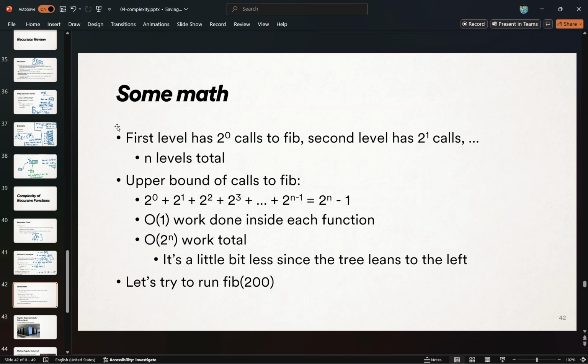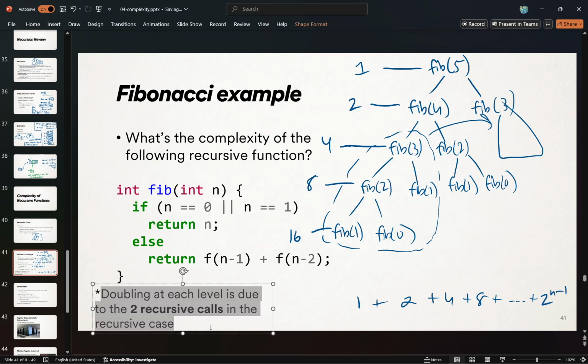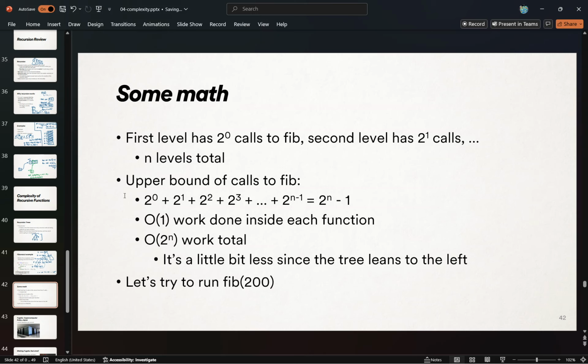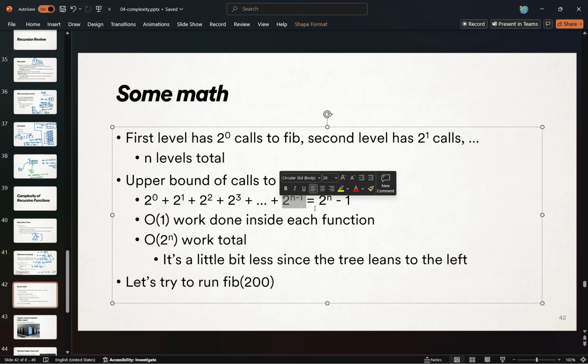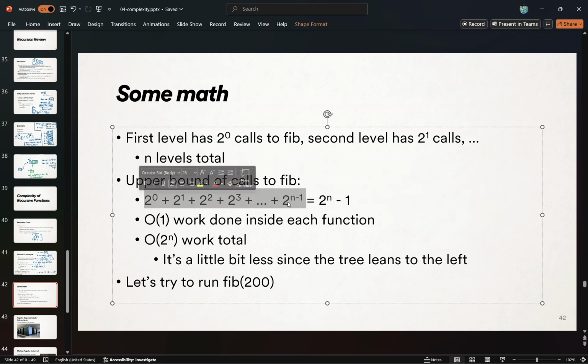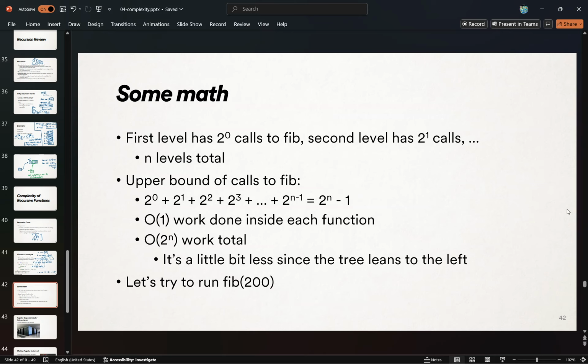And so the first level has 2 to the 0 calls to Fibonacci, because it's doubling at each level with the 2 recursive calls. Then there's 2 to the 1 calls at the next level, 2 to the 2 calls at the next level, right? You just want to add all those up. You're doing that n times, so up to n minus 1. And there is a formula for that. The formula to add all these up, you can think about it in terms of binary. If you know binary, it adds up to be 2 to the n minus 1. Does that make sense? There's math for that, all right?